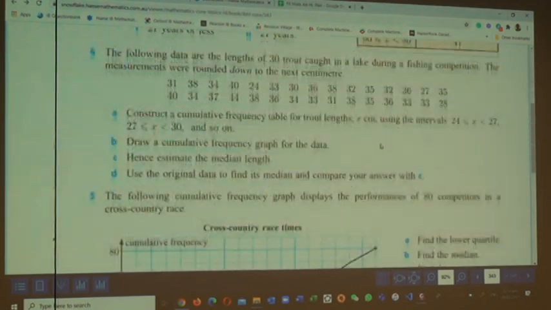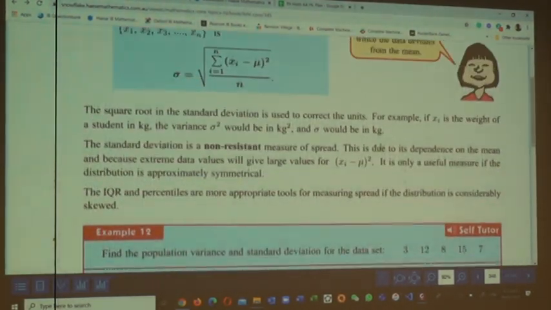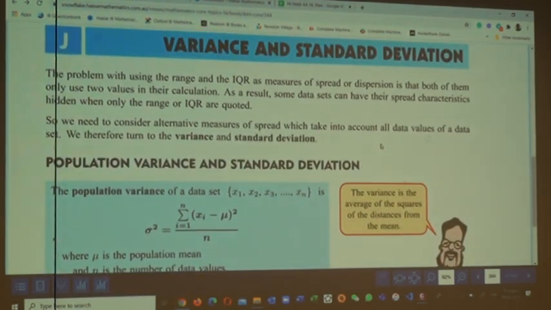So if you look at your cumulative frequency worksheet, there are a lot of things to be done, but we cannot do that now, so we quickly go into variance and standard deviation. Please pay attention. Because of our time, I'm sorry I had to rush this.